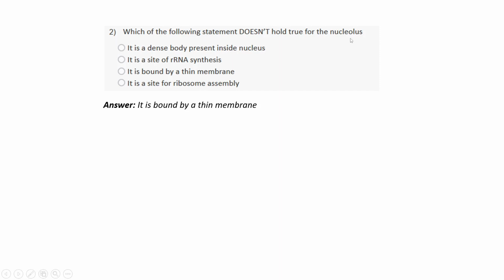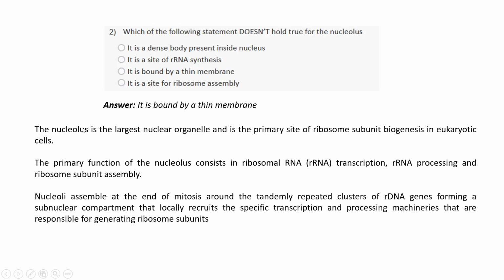So basically, when we talk about the nucleolus, the nucleolus is a site for ribosomal RNA synthesis. Various rRNAs are first transcribed from the ribosomal DNA molecule. And then after transcription, the processing and assembly occurs in the nucleolus. So ribosomal RNA transcription, rRNA processing and the subunit assembly occur in the nucleolus of the cell.